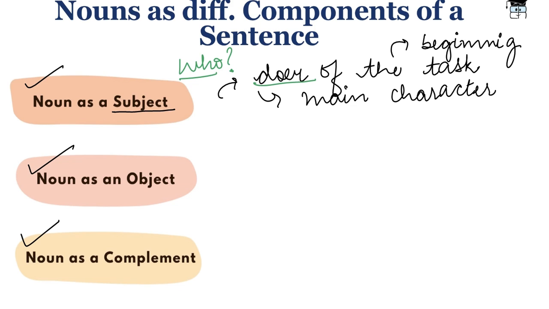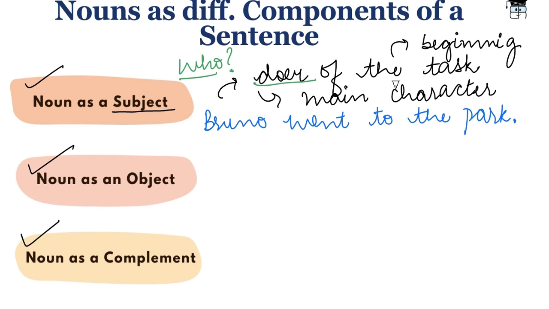Now let us take an example to understand this. For example, I say, Bruno went to the park. Now, in this example, Bruno is the doer of the task. What is the task? Going to the park. Right. Now, who went to the park? Bruno did. So, Bruno is the subject of the sentence. Now, in this sentence, the noun Bruno acted as the subject. Understood?